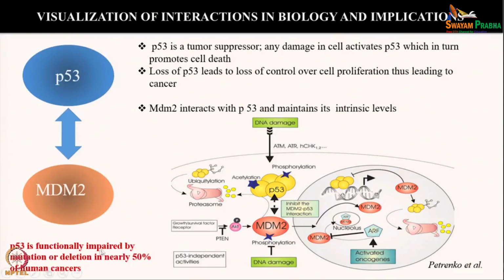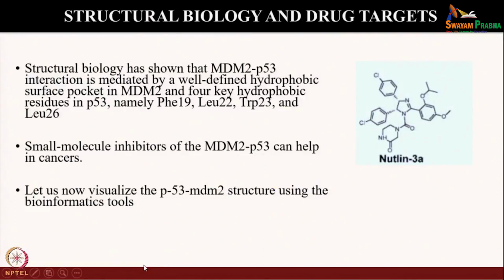p53 is also functionally impaired in nearly 50% of human cancers. Structural biology has shown that MDM2-p53 interacts via a hydrophobic surface pocket using specific amino acid residues. Also, structural elucidation of this interaction led to the discovery of small molecules like nutlin-3A, which can help in cancer.